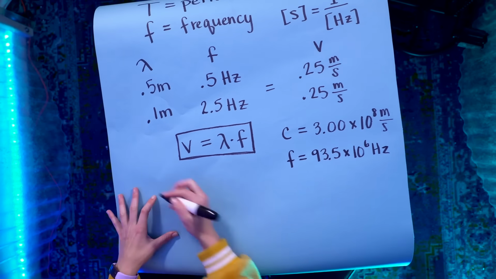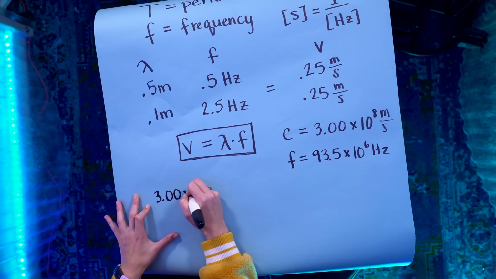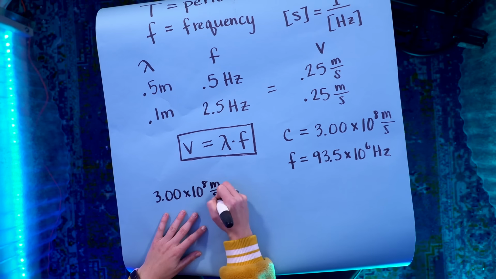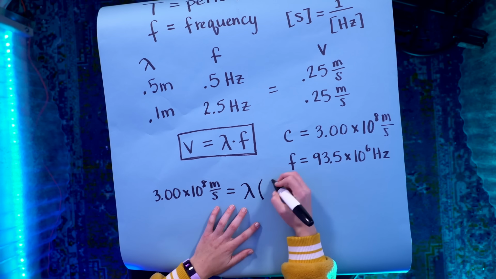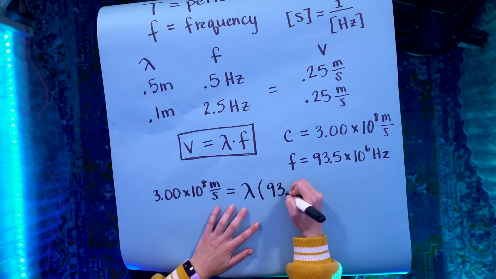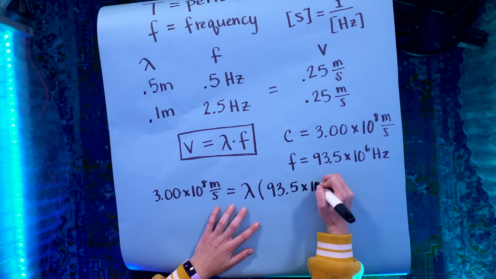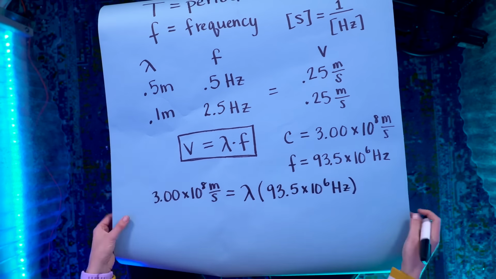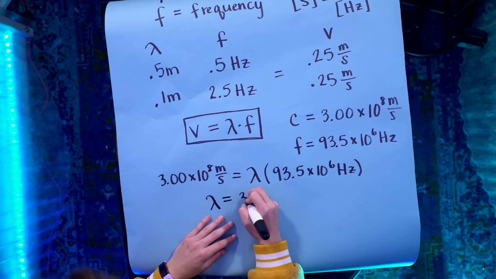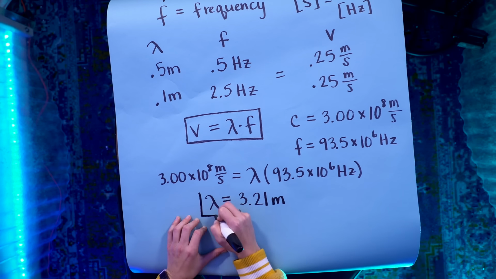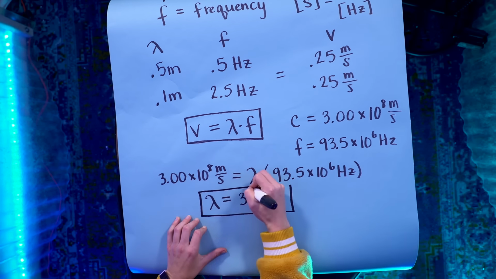And so I can use this equation: 3.00 times 10 to the 8 meters per second equals my wavelength, which I want to find out, times my frequency, which is 93.5 times 10 to the 6 hertz. So my wavelength is 3.21 meters. That's huge. That's why antennas are big.